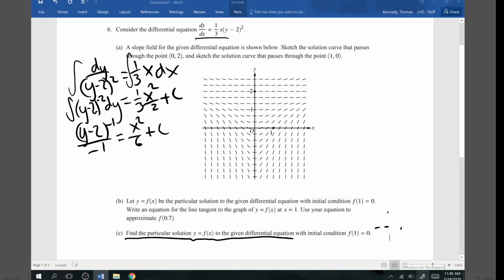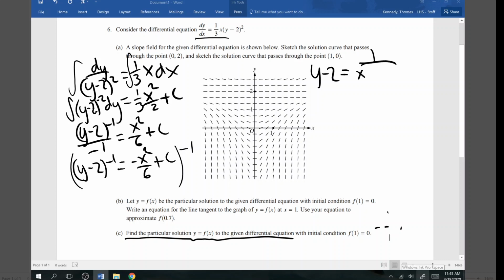I multiply both sides by negative 1. I get y minus 2 to the negative 1 equals negative x squared over 6 plus c. I flip both sides, which means I raise both sides to the negative 1 power. And I get y minus 2 equals, what do I get on the right side? 1 over everything on the right side.